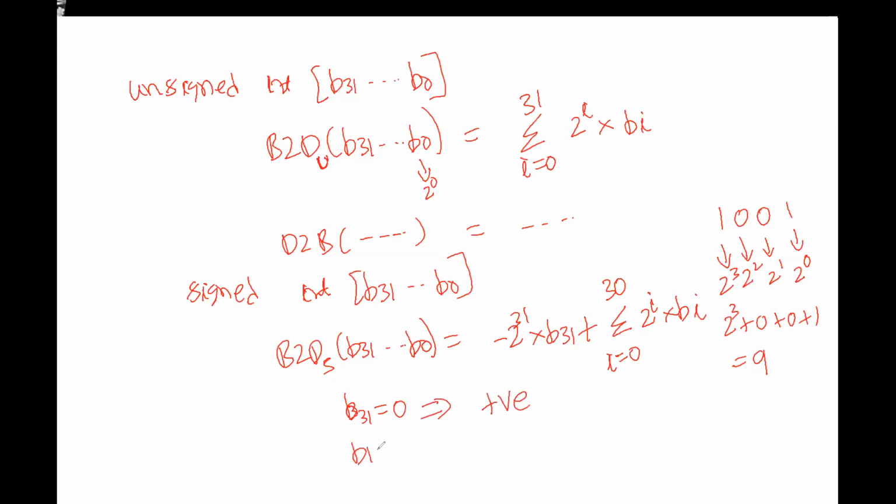Whereas if the B31 bit is equal to 1, then it implies the number is a negative number. So one way of checking whether a number is positive or negative is by looking at the most significant bit. If it is equal to 0, then it is a positive number. If it is equal to 1, then it's a negative number. This is what is called a 2's complement representation.